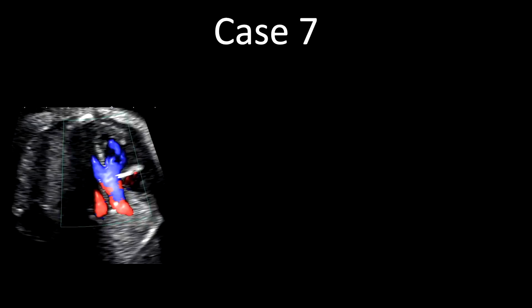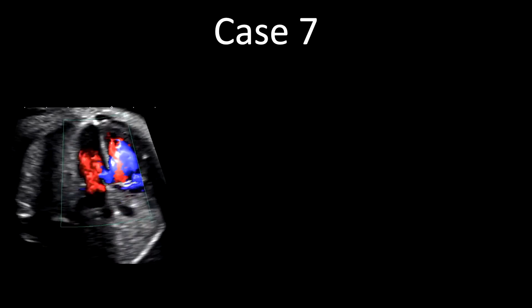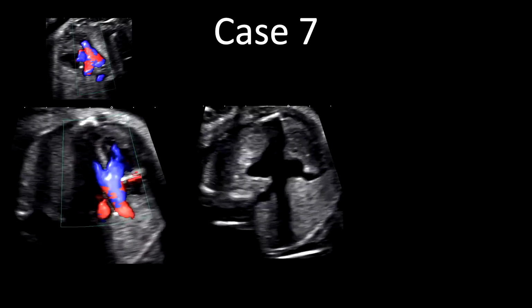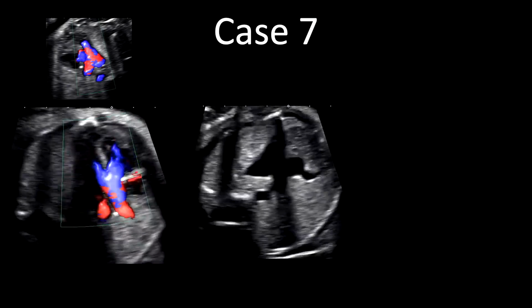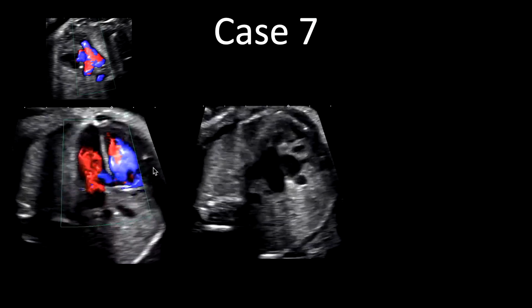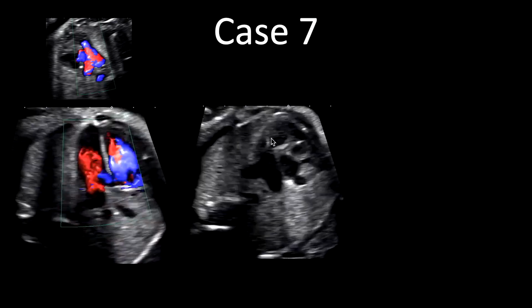How about this case here? Aortic override. So let's look at the pulmonary artery now in the three-vessel view. So here's the pulmonary artery coming out. Look at the size of these branches of the pulmonary artery.